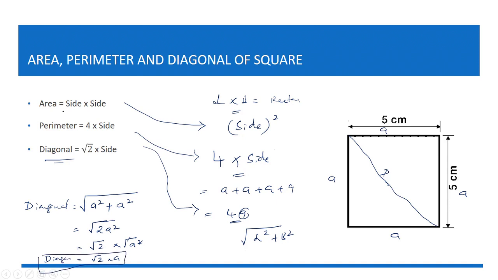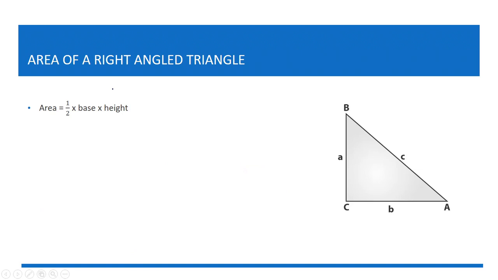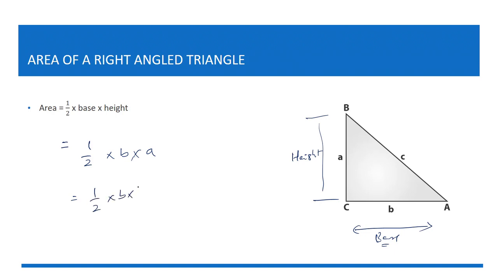Right. Let us check out the next one, the area of a right angle triangle. If you want to find the area of a right angle triangle, area is equal to half into, this is called the base B. This is called the height. That is half into B into H. This is the area of a triangle. You should remember this.